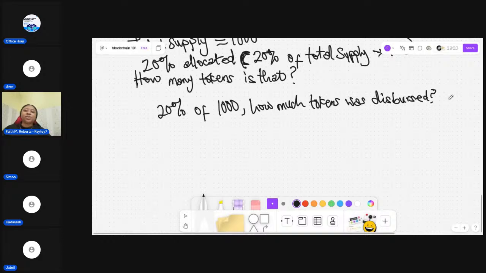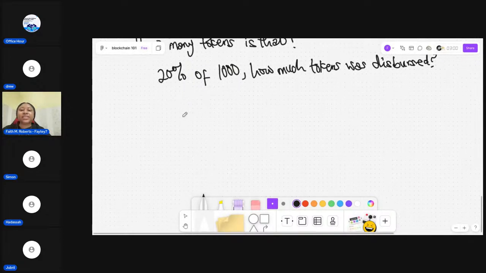So I think this is a much clearer, more streamlined way. Now, what is 20%? 20% is 20 over 100, right? This is the illustration, the definition of 20%. It's 20 over 100, and it's of how many? It is 20%, 20 over 100 of 1,000.